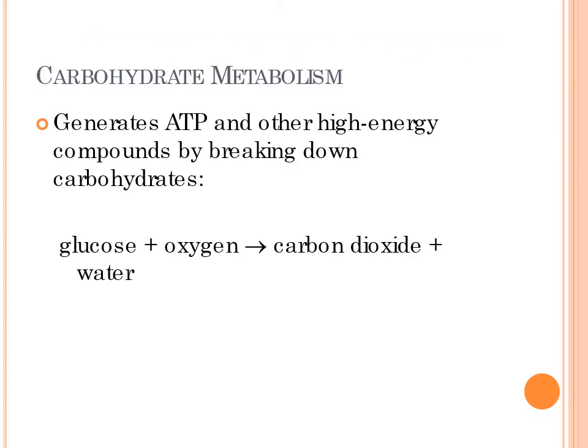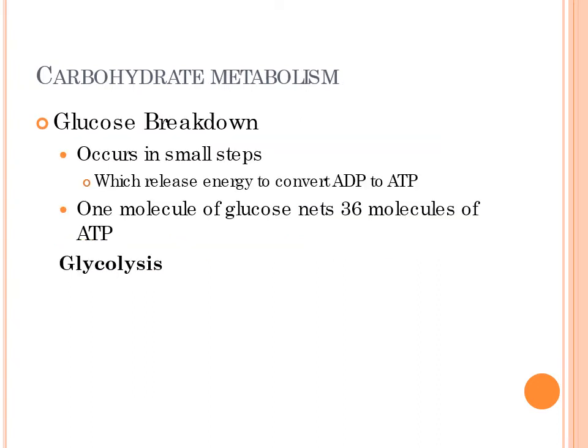So we're going to start with carbohydrate metabolism. This generates ATP and other high energy compounds by breaking down carbohydrates. So generally we say glucose, which is sugar, plus oxygen can get broken down and yield carbon dioxide and water. This happens in many small steps, and each step is going to release a small amount of energy, and that energy is going to convert ADP, adenosine diphosphate, to ATP, adenosine triphosphate.